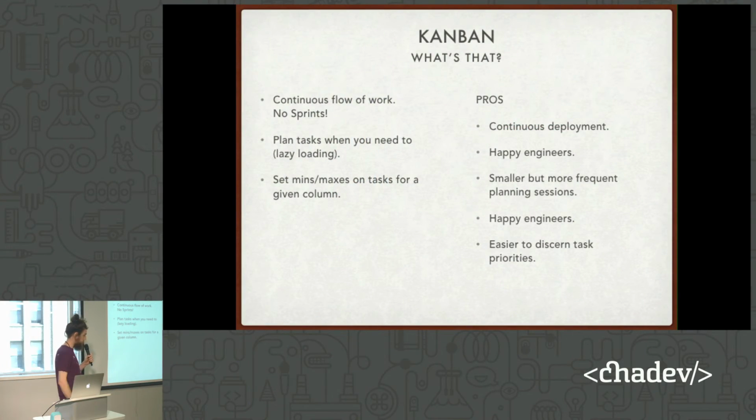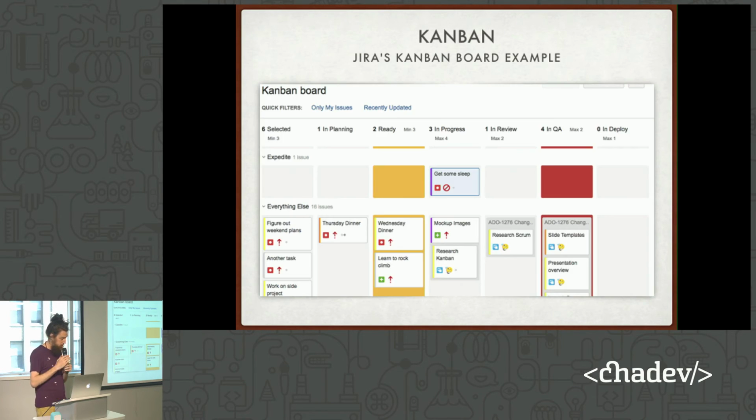Pros: continuous deployment. When things get done, go ahead and ship. Smaller and more frequent planning sessions. And it's easier to discern task priorities. So we'll take a look at a fake example. Here is, whoa, it's really blurry up there, a fake Kanban board using Jira. I'm not the biggest fan of Jira, but I think they do a good job with their Kanban board.